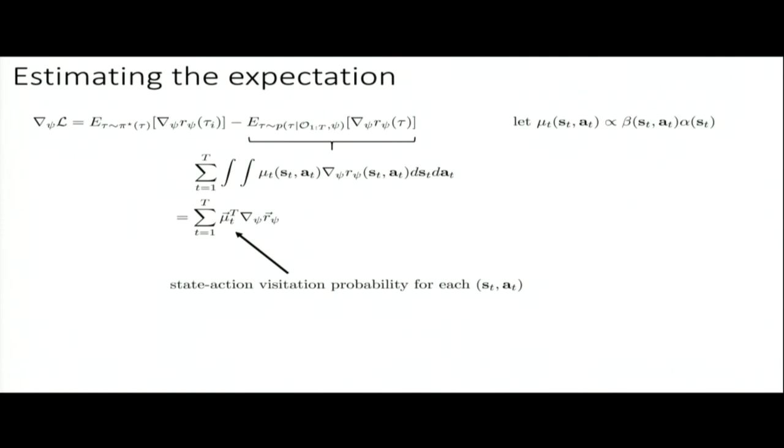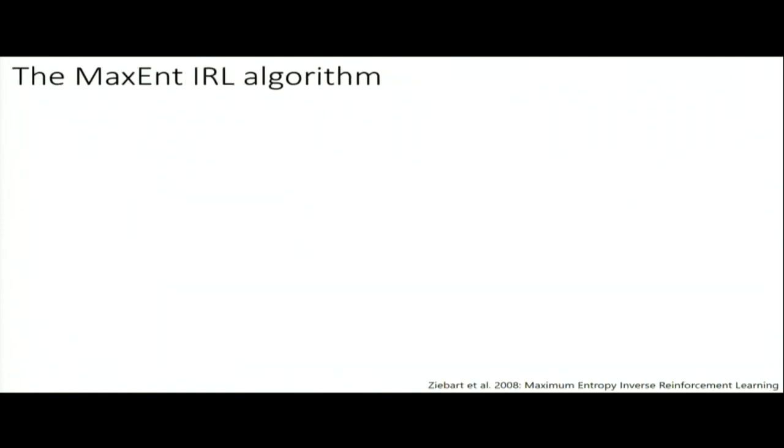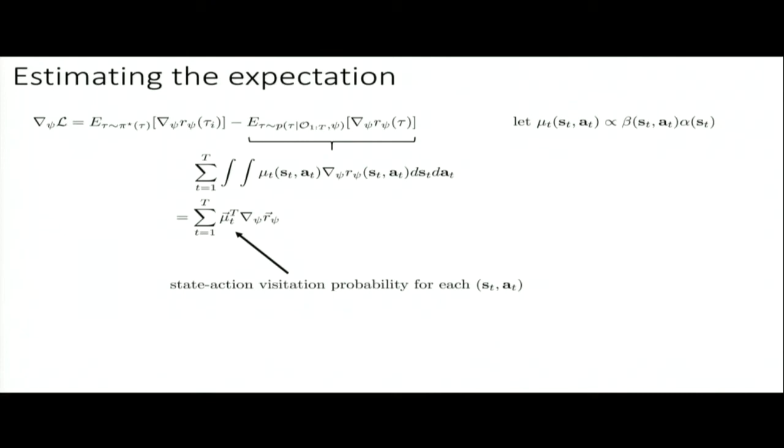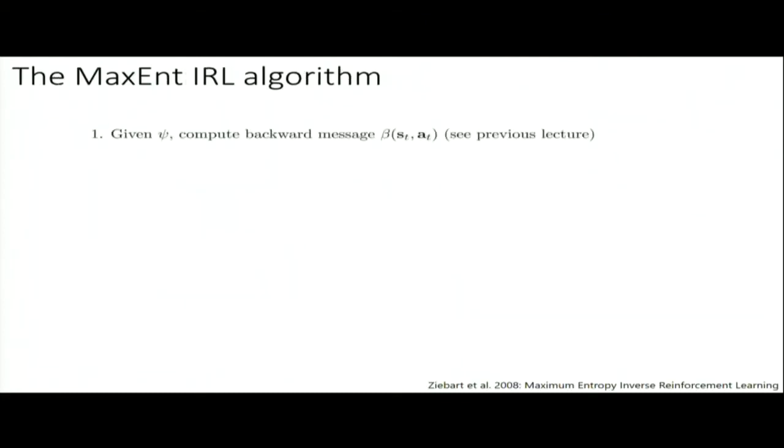OK, so this is the state visitation probability for each S comma A, and that thing is the gradient of the reward at every state and action. So now, using this, we can actually write down the Maxent inverse reinforcement learning algorithm. And it looks like this.